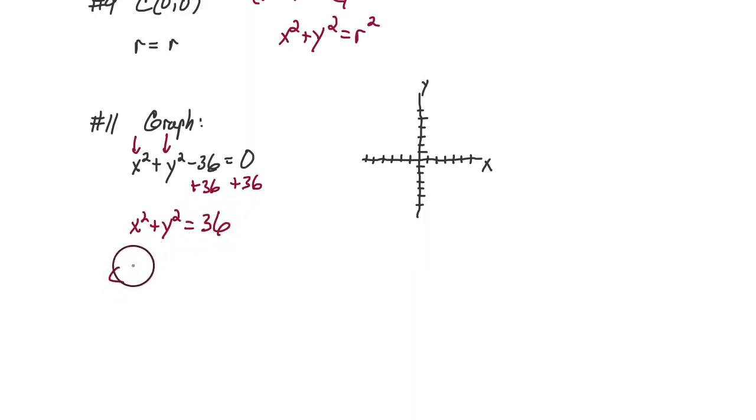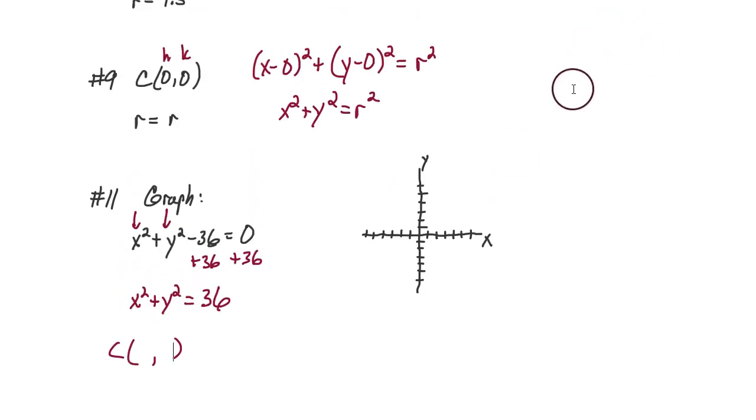Now where's the center? What's the value of h and k? Do you remember number 9 that we just did? We had x minus 0 just makes x squared, and we had y minus 0 just makes y squared. And that's what we have here, right? So what were those numbers for h and k? They were zeros. Then let's get the radius. What do you do to the 36 to get the radius? You do the square root. So the square root of 36 is 6.